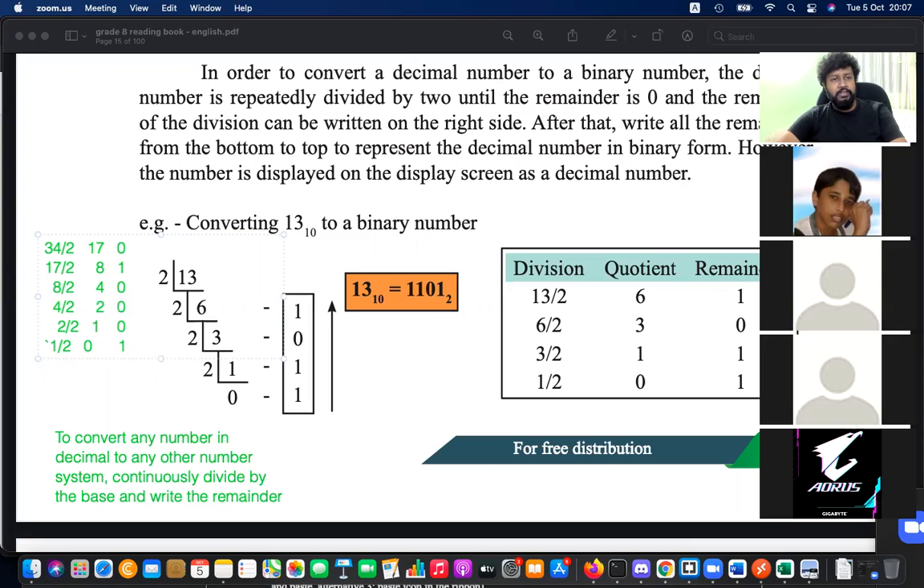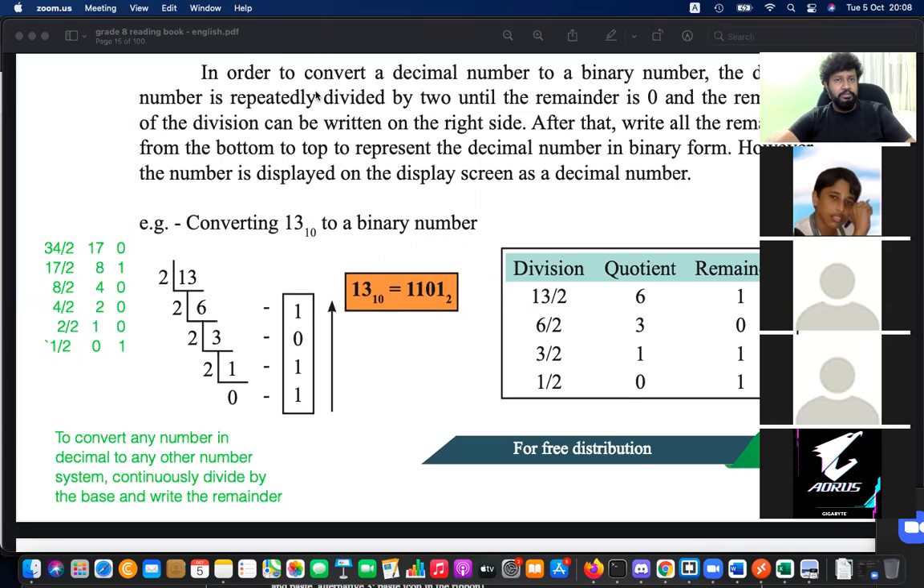Likewise, you have to continuously divide this number by the base and write the remainder. Check whether my division is correct. 34 divided by 2 is 17, remainder 0. 17 divided by 2 is 8, remainder 1, with 8 into 8 is 16. Yes, it's 1. 8 divided by 2 is 4, remainder 0. 4 divided by 2 is 2, remainder 0. 2 divided by 2 is 1, remainder 0. 1 divided by 2 is 0, remainder 1.